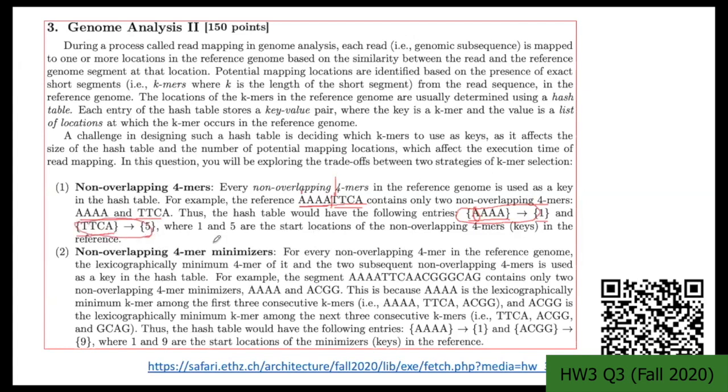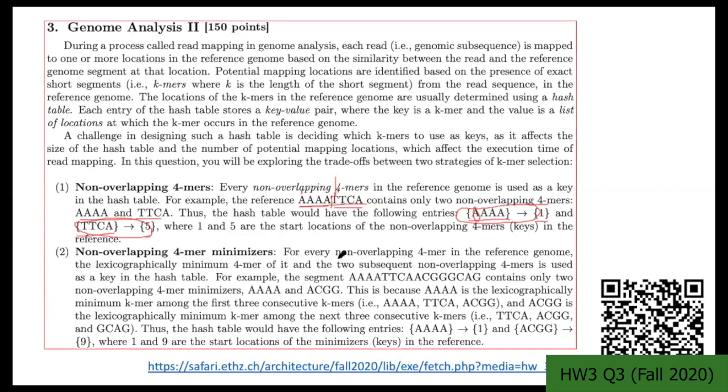I hope it's clear for the first method. Now, the second method, we call it non-overlapping 4-mer minimizers. This is the same method we use here, but we try to minimize the number of seeds we extract. Now I'll explain in more detail about it.